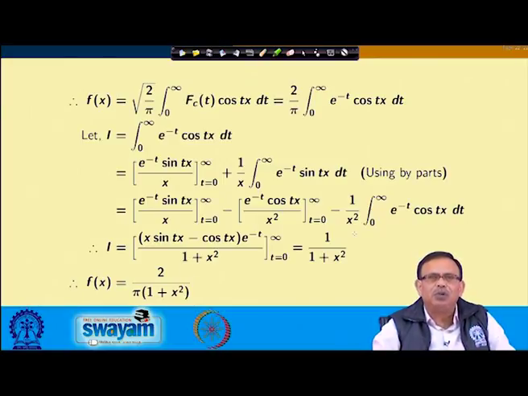Earlier I said it was root over 2 by pi, but it is not root over 2 by pi, because root over 2 by pi into root over 2 by pi came and it became 2 by pi. So the final result is f x equals 2 by pi into 1 plus x square.